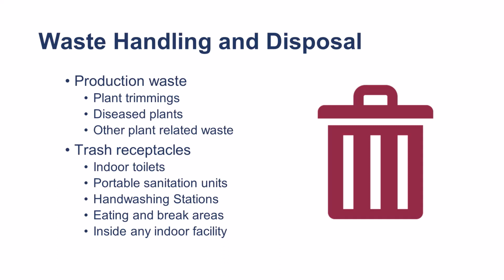In order to avoid attracting pests or rodents, temporary waste containers and coal bins should always be emptied throughout the day, when full, and at the end of the day. Trash receptacles should be provided at each toilet or sanitation unit, hand washing station, designated eating and break areas, and inside any indoor facility. Outdoor trash receptacles and dumpsters should always have lids and be located away from production areas.